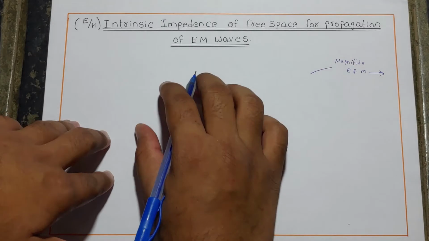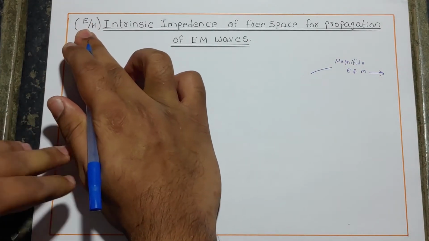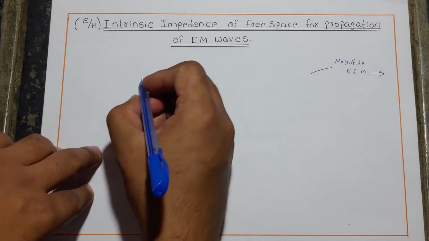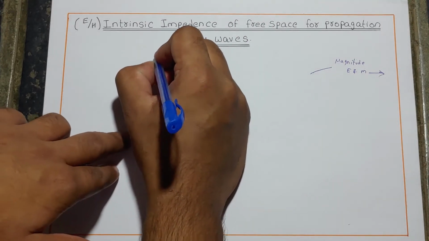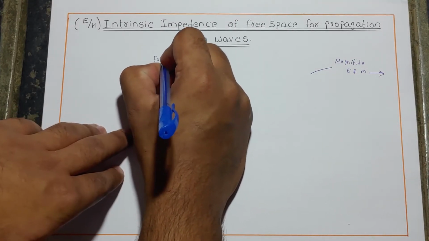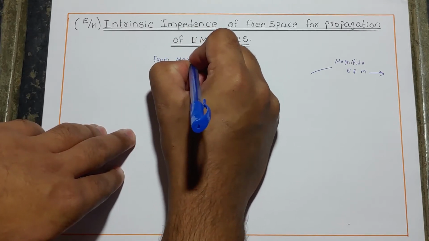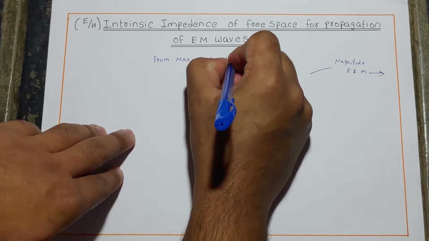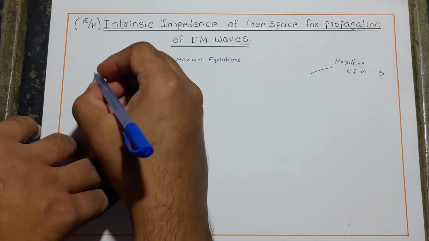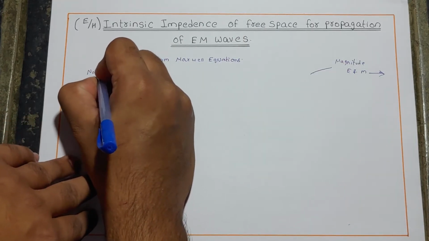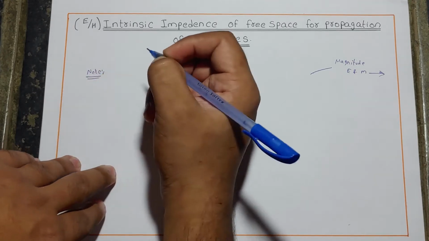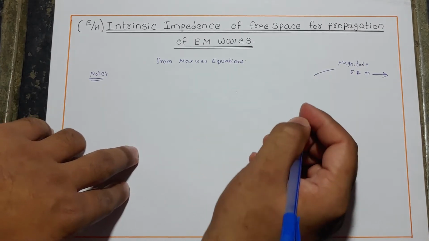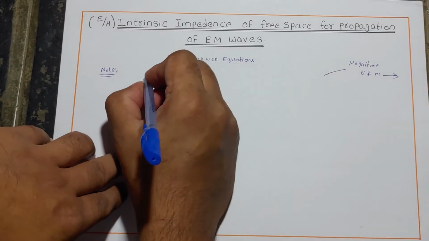Now let us solve for E by H, as it is represented by E by H. Let us solve it using Maxwell equations. Before solving, we must know some basic terms or some basic assumptions that we must take to calculate these terms.